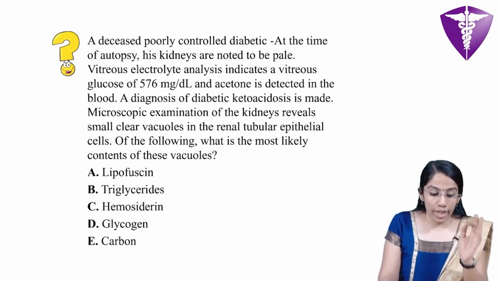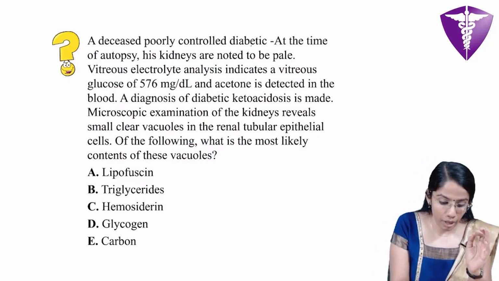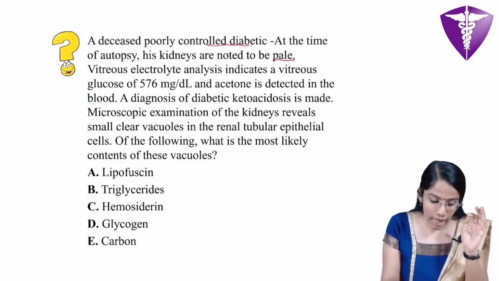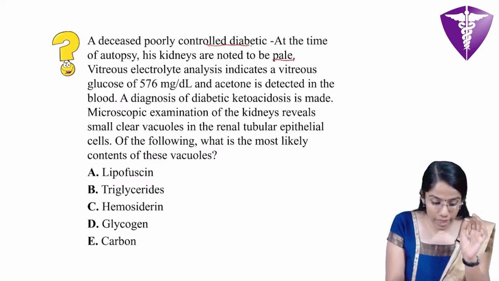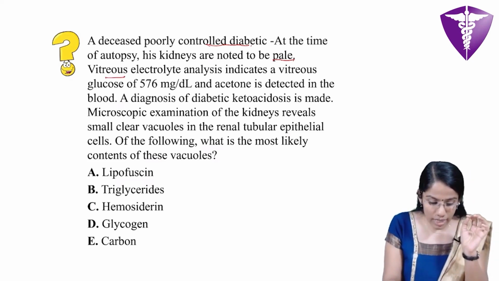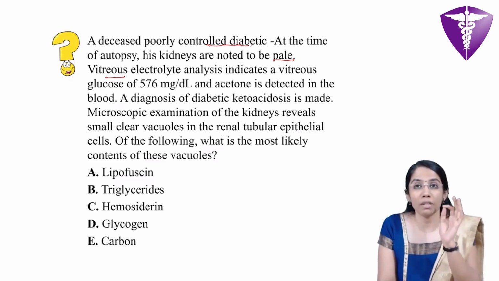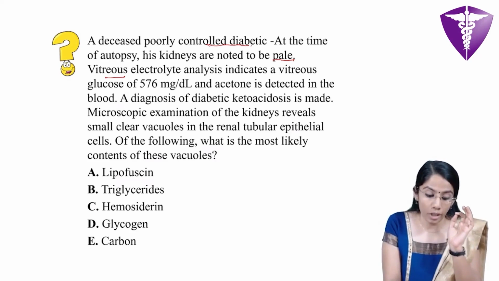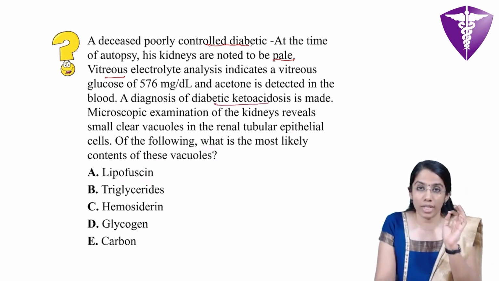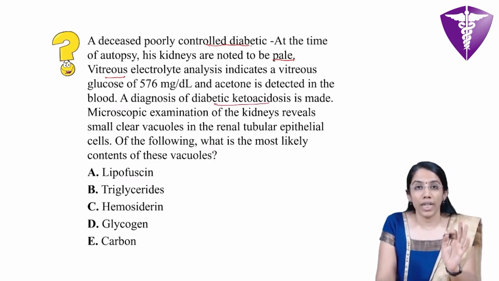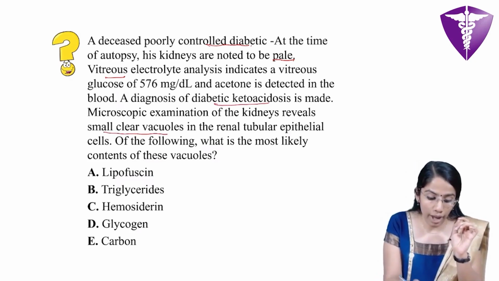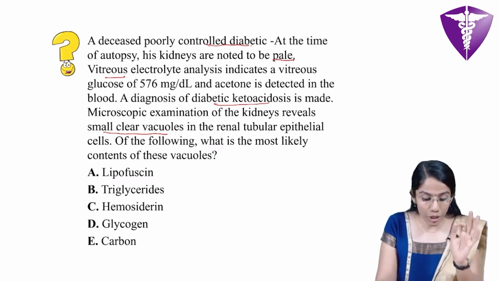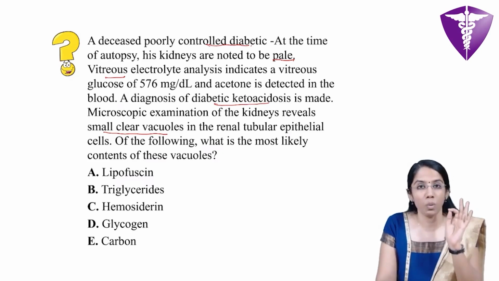A deceased, poorly controlled diabetic. At the time of autopsy, his kidneys are noted to be pale, and the vitreous, that is the eye vitreous electrolyte analysis indicates a vitreous glucose level of 576 mg per deciliter, and acetone is detected in the blood. A diagnosis of diabetic ketoacidosis is made. Microscopic examination of the kidneys reveals small clear vacuoles in the renal tubular epithelial cells. Of the following, which is the most likely content of these vacuoles?